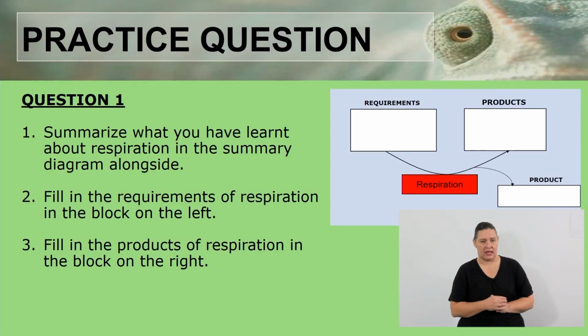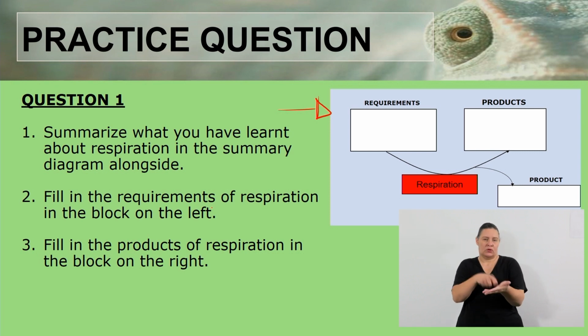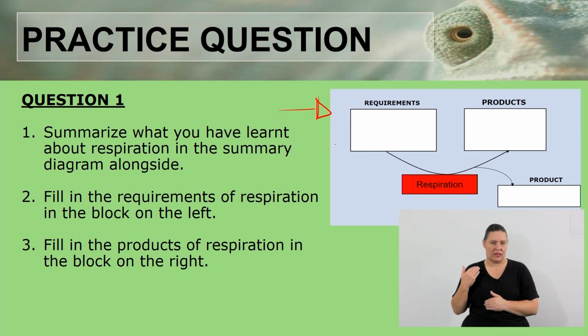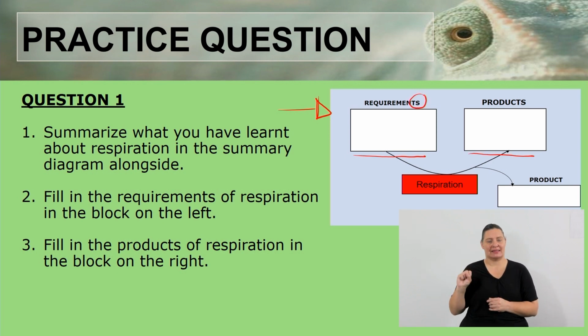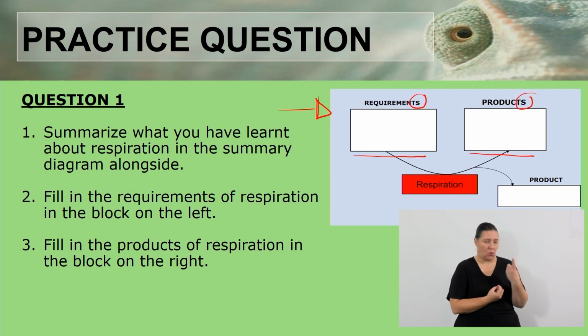The question says, summarize what you have learned about respiration in the summary diagram alongside. So this is the diagram. The second instruction says, fill in the requirements of respiration in the block on the left. So this is the block where we put in our requirements, and fill in the product of respiration in the block on the right. So here, as you can see, the requirements has an S here, which tells us it's more than one requirement, and also the product is more than one product.